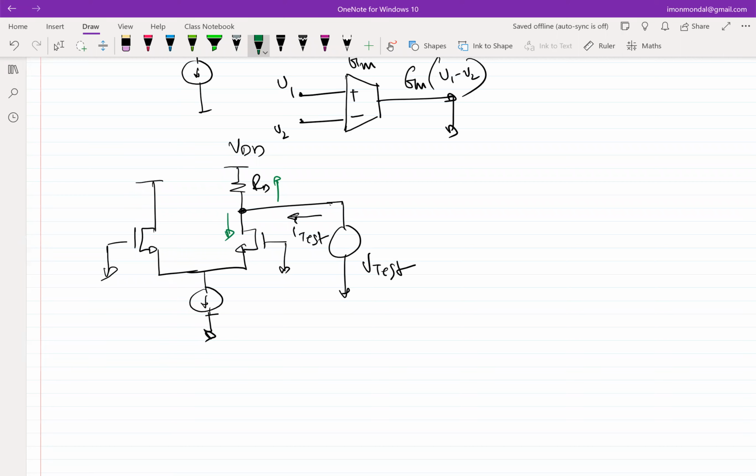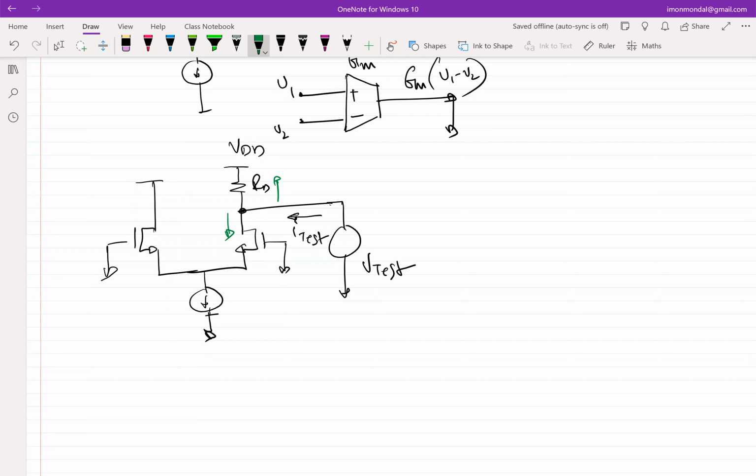If I neglect channel length modulation, what is the impedance looking down? Infinity, right? But now we know that we cannot neglect channel length modulation if ultimately we are getting infinity. If it's something else, then okay, I can neglect RDS with respect to a smaller value, but I cannot neglect RDS with respect to infinity. So we'll have to figure out what is the impedance looking down.